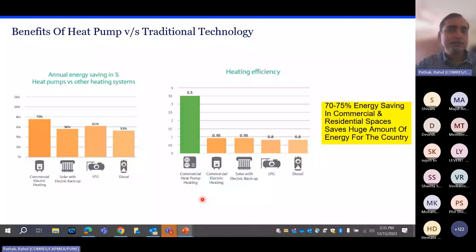All right, quick benefits. I think I need not tell this, but as I said, around 3.5 to 4 is the COP, whereas on electrical heating and the solar with electrical backup, all of them are less than 1 COP. So that's the kind of difference it makes if you use a heat pump compared to a conventional way of heating.